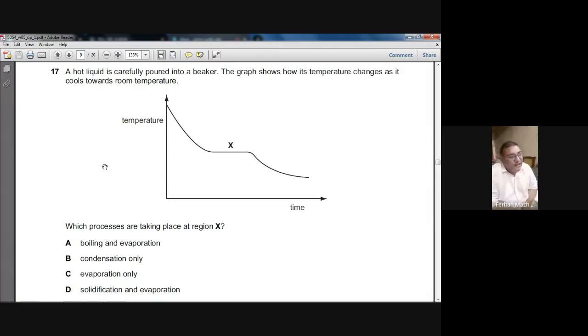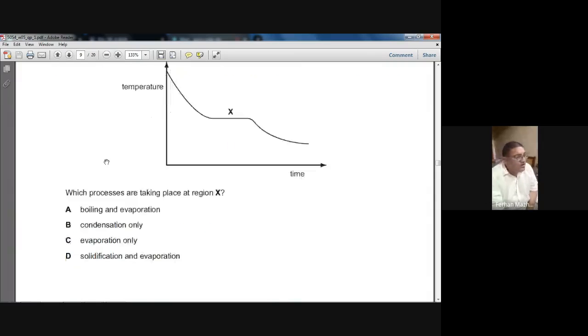So if a state change is taking place, and it was a liquid that was cooling, the liquid is converting into solid. The solidification is taking place. And you know, the rate of evaporation will continue. So the evaporation is happening and the solidification is happening at X. So for question number 17, D is the right choice: solidification and evaporation.